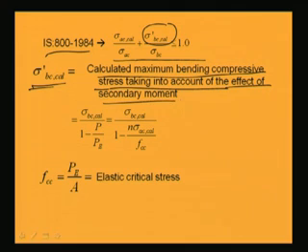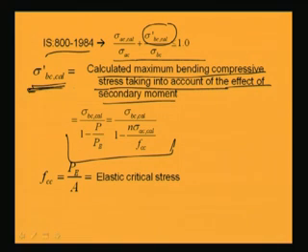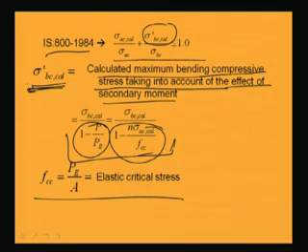taking into account the effect of secondary moment. That means in the earlier version of this code, IS 800:1962, the effect of secondary moment on the beam was not considered. Here we consider that in the 1984 code. The bending stress is multiplied or divided by some factor, where n is a constant, sigma AC calculated we know, and FCC is the elastic critical stress. From this we can find the modified value of sigma BC calculated.